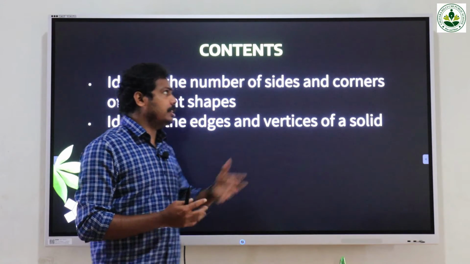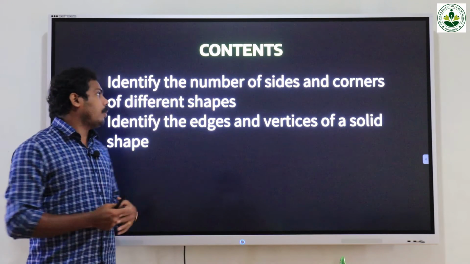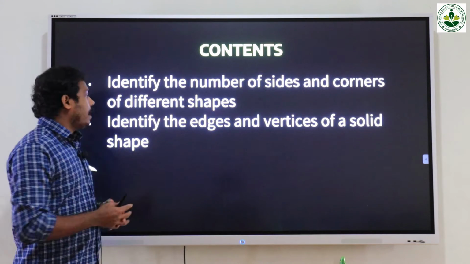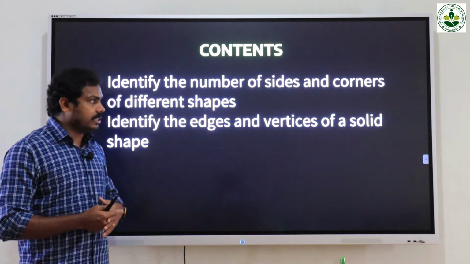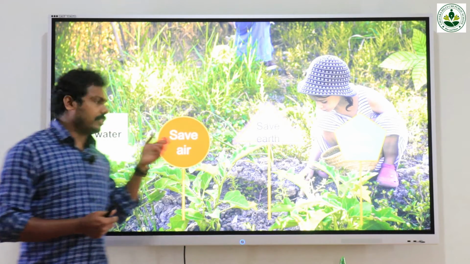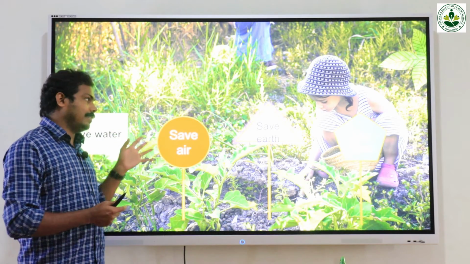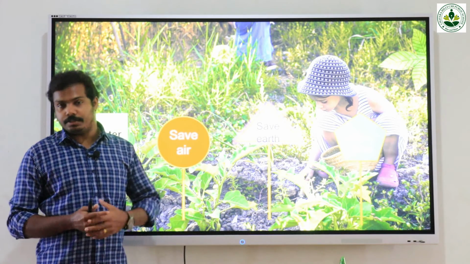In this chapter, we need to identify the number of sides and corners of different shapes, and identify the edges and vertices of a solid shape. Here in this picture you can see some shapes. 4 placards are here and these 4 placards have 4 different shapes.